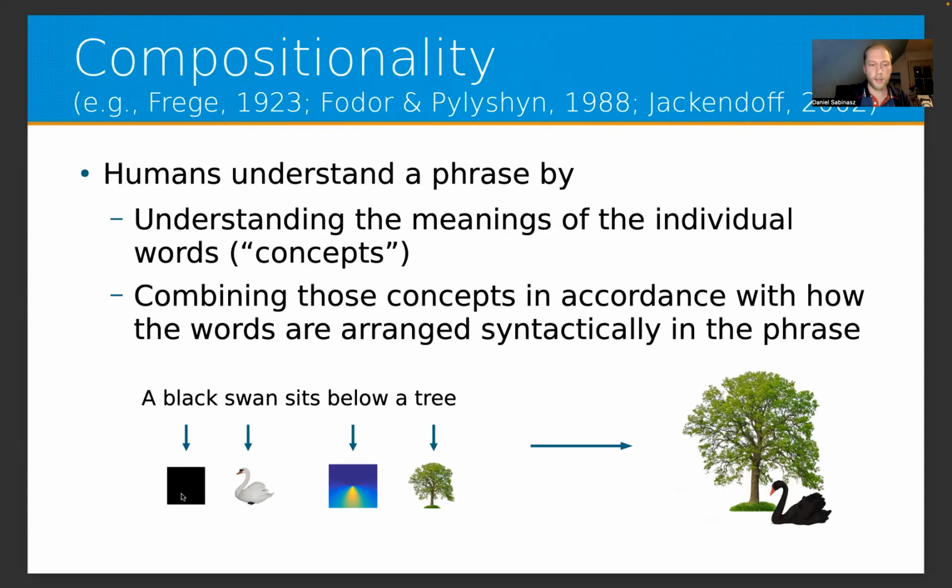So let's look at an example. When we understand the phrase, a black swan sits below a tree, we do so by understanding the meanings of the individual words. So we understand the word black by associating it with the black concept. We understand the word swan by associating it with a swan concept. We understand the word below by associating it with a below concept.